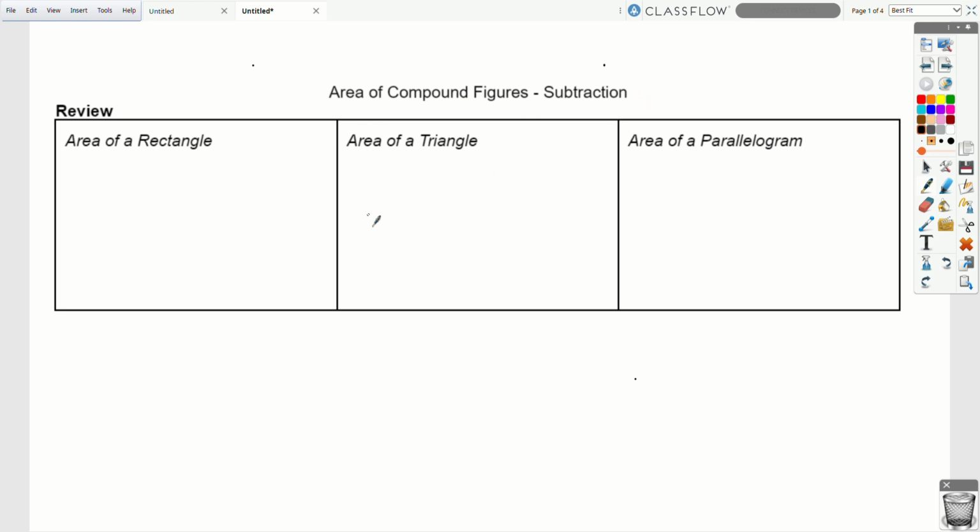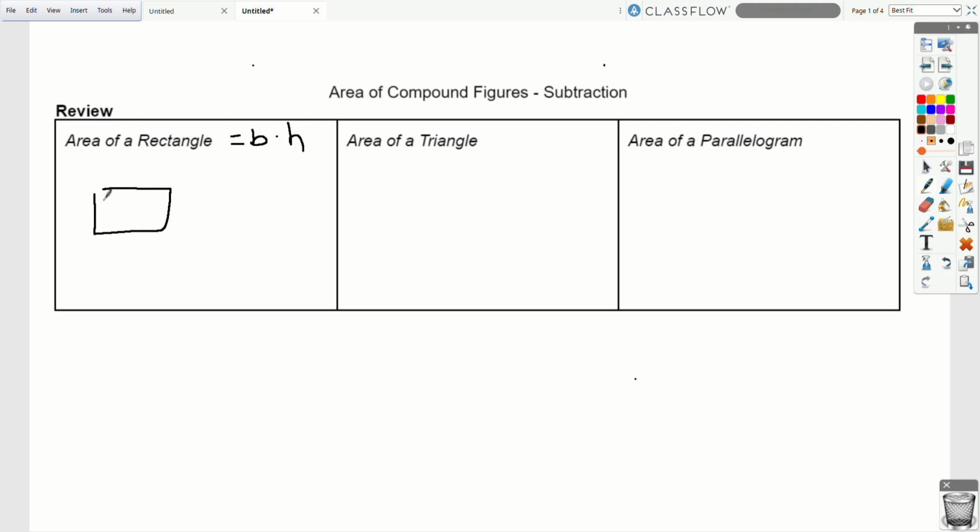Hello everybody, we're going to go over finding the area of compound figures using a subtraction method. I am going to go through this really quickly, so please pause the video at any point to copy anything down. The area of a rectangle, we remember, is base times height.